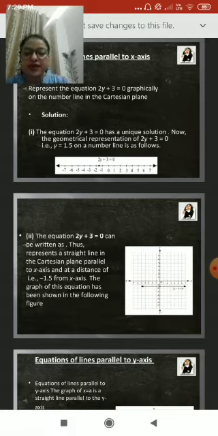Now when you look at this graph, since our answer was minus 1.5, and that was the value of y, I am going to plot minus 1.5 on the y-axis, in the negative part of the y-axis. When I join it through a line, I end up with a line that is parallel to the x-axis. So for this particular equation, the graph is a line parallel to the x-axis.